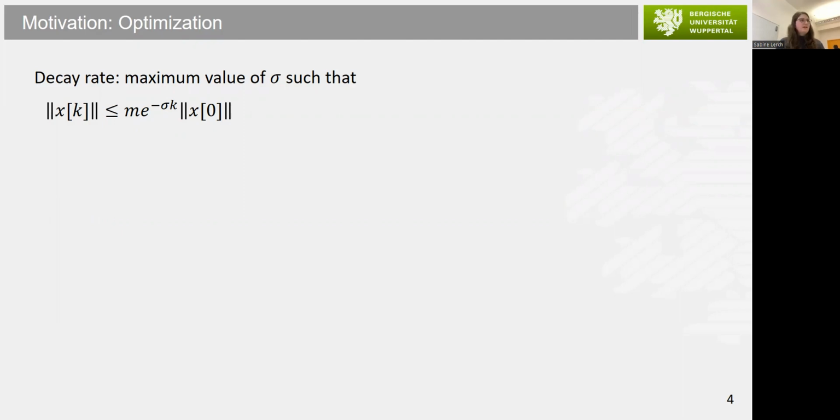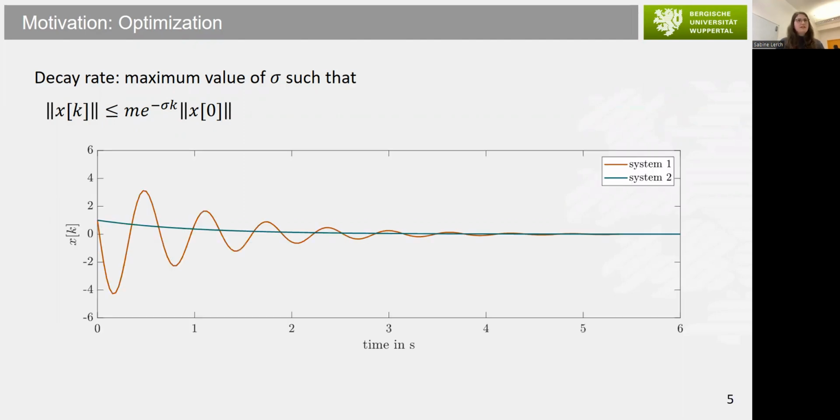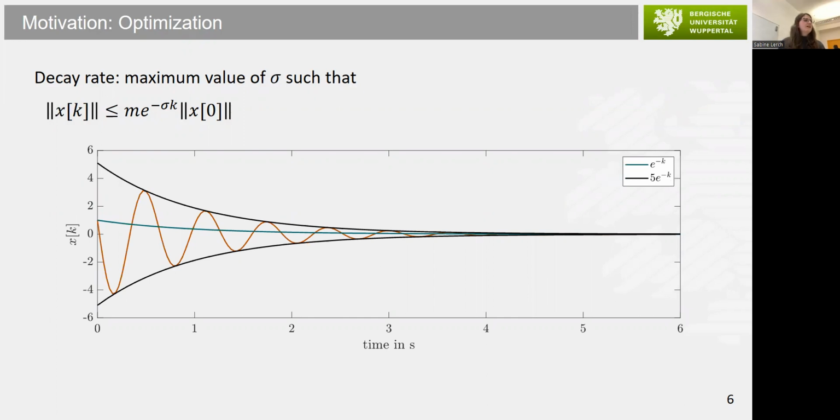This leads to the fact that these two trajectories have exactly the same decay rate, which is 1. This becomes obvious when we add the exponential function 5 times e to the power of minus k, which is the black line, and to be precise, also minus 5 times e to the power of minus k. You can see that this orange system is always between those two lines, so this inequality holds. And the blue line equals e to the power of minus k. So both have the same value of sigma, so the same decay rate.